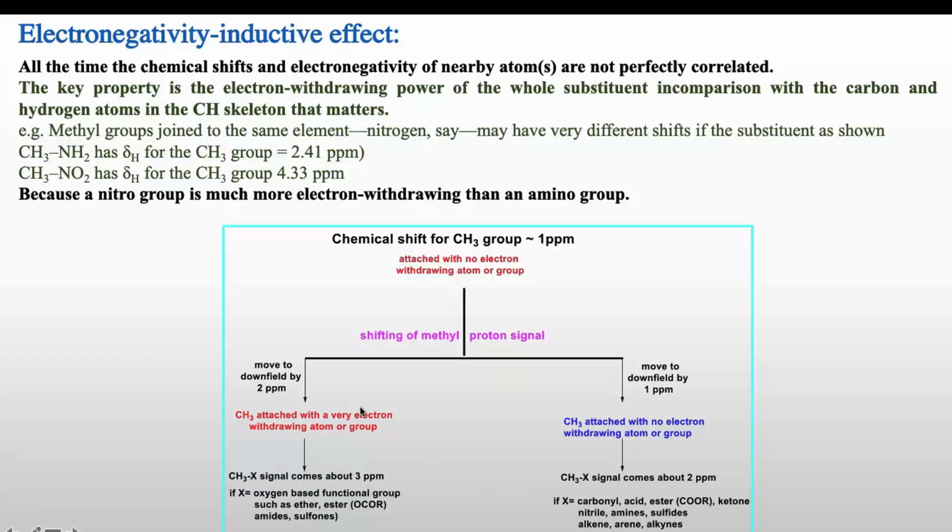But if it's connected to highly electron withdrawing groups or atoms, that will move the peak of CH3 by about 2 ppm, meaning now this CH3 group will appear at 3 ppm. These highly electron withdrawing groups or atoms can be oxygen based functional groups such as ether, ester, amide and sulfone. So if any CH3 group is connected to these highly electron withdrawing oxygen containing functional groups, that group will give the peak for protons around 3 ppm.